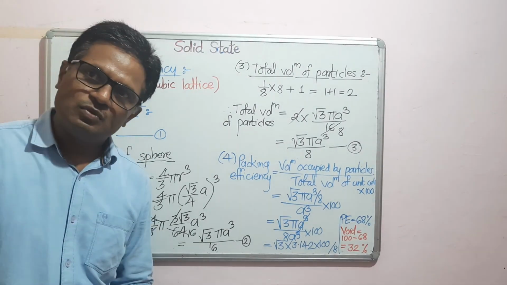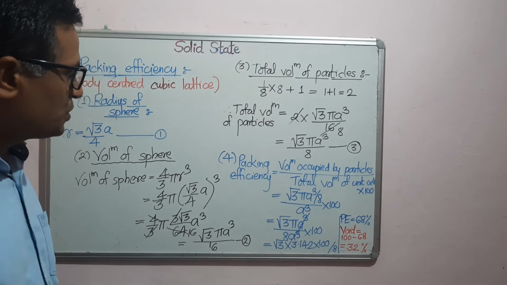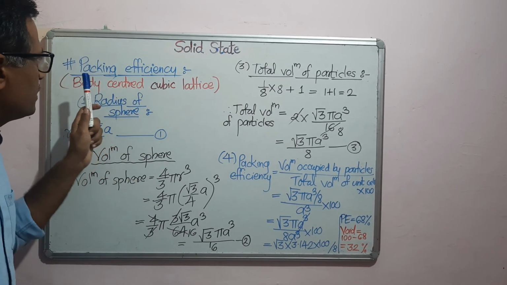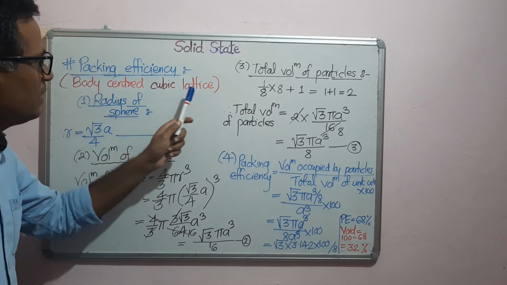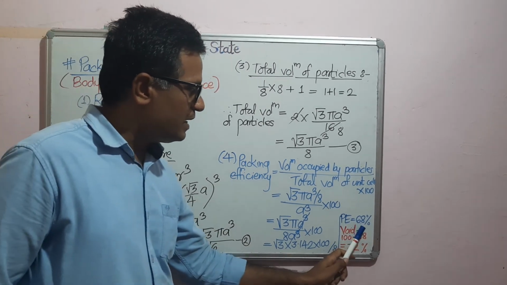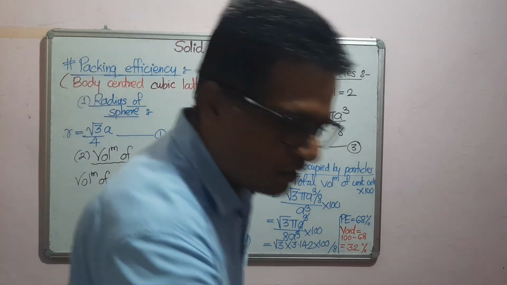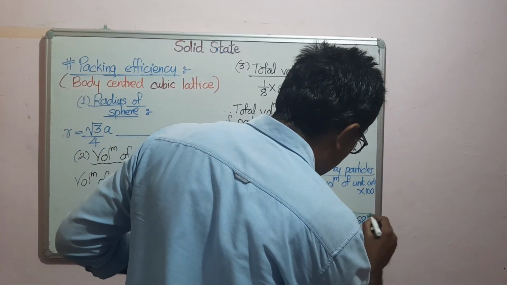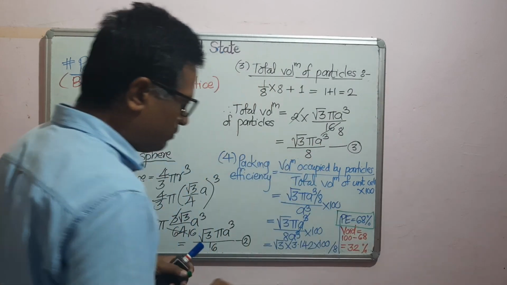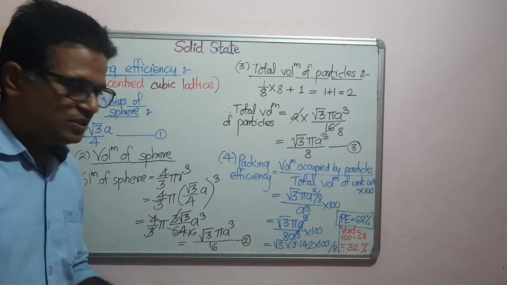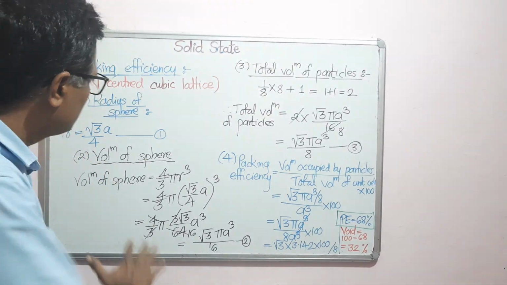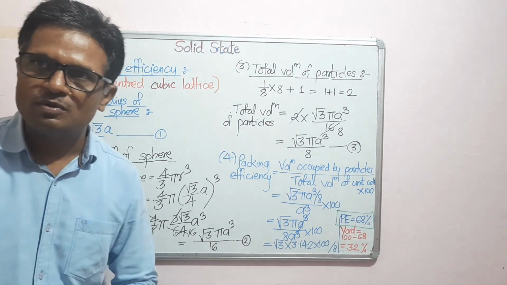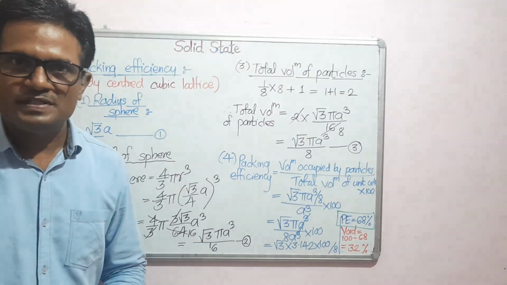So again, in board examination, they may ask the question, prove that or show that the packing efficiency in case of body centered cubic lattices is 68%. So just to get this particular 68%, okay, you have to do all this calculation in 4 different steps. So this is what about packing efficiency in BCC. Thank you.